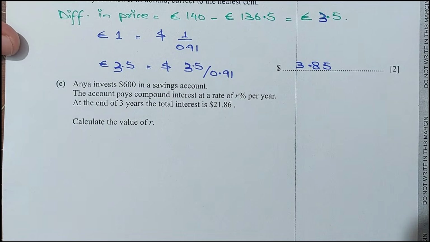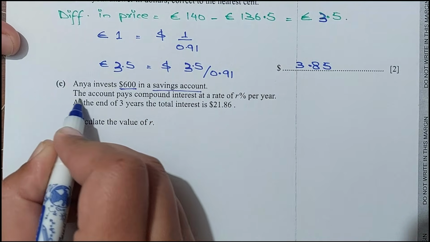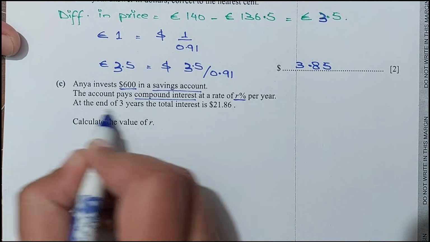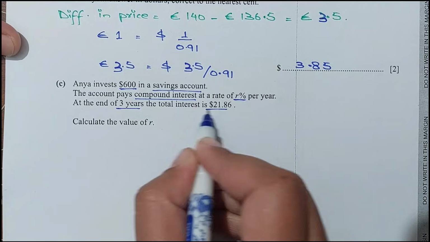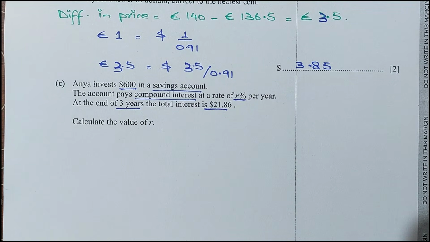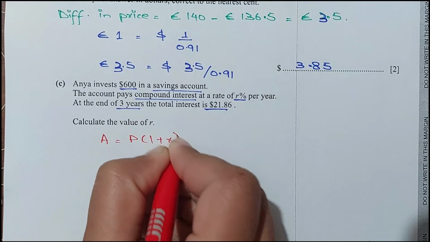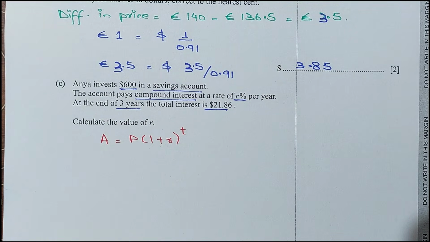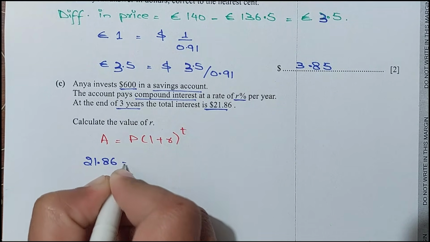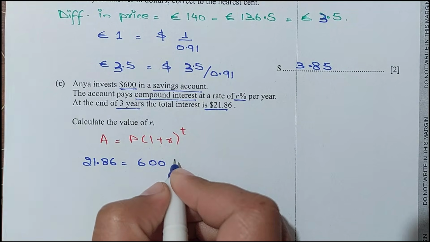Now for part C, Anya invests $600 in a savings account. The account pays compound interest at a rate of R% per year. At the end of 3 years, the total interest is this much. Calculate the value of R. It's compound interest, so use the formula for compound interest: A equals P times 1 plus R to the power T. The investment is 600.